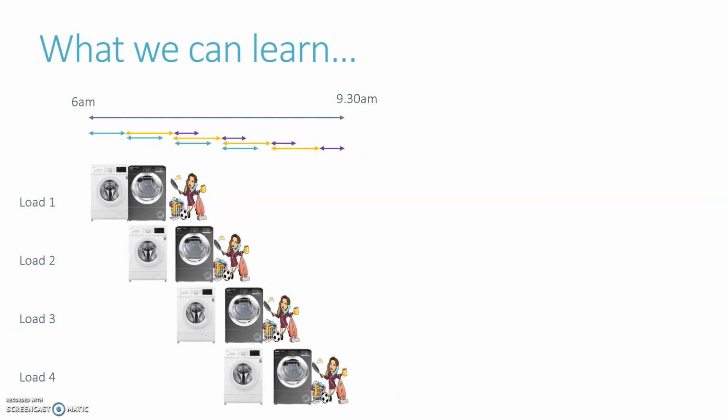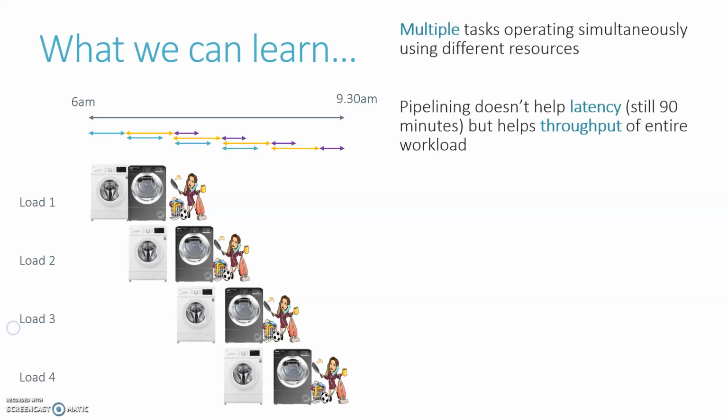What we can learn from this scenario is the following things. First of all, multiple tasks can operate simultaneously because they're using different resources. Because the washing machine is doing its task by itself, the tumble dryer is doing its task by itself, and the folding is happening by itself. If we ignore the seconds and minutes it would take in between to actually do the loading and unloading, if we think of it as pure tasks separately, then this can all happen simultaneously.